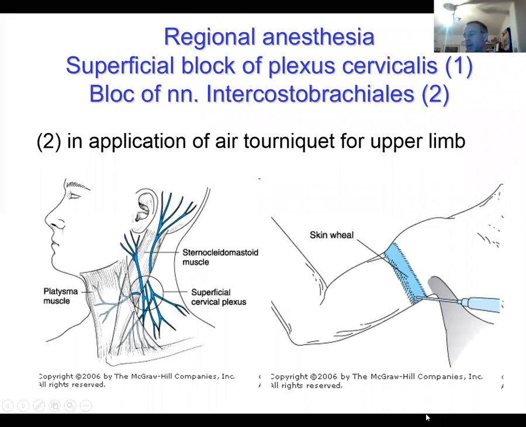And that's all for the anatomy of the intercostal nerves. Here we can see that the intercostobrachial nerves are also important for anesthesia. In case we would like to apply an air tourniquet for the upper limb to operate without bleeding, then it is recommended to apply here a local anesthesia to the intercostobrachial nerves to put the air tourniquet here without any further pain. And of course, we can perform a superficial block of the cervical plexus here at the point we have talked about before.